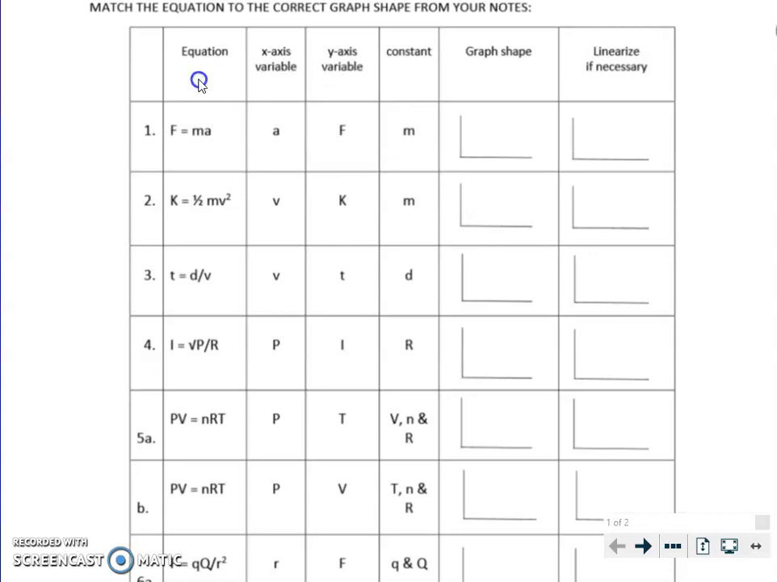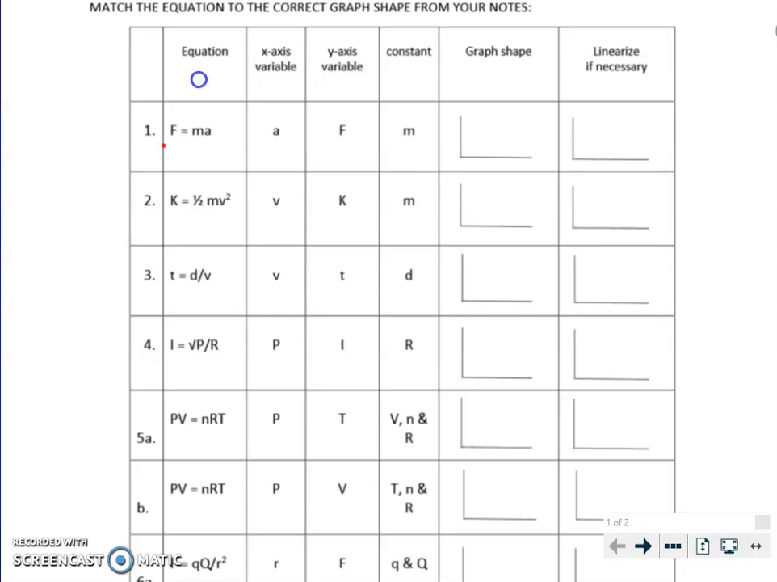So what I want you to do in this column is put the variables where they belong and then sketch the shape of the graph based on the equation. And then if it's nonlinear, then linearize it. Okay, so I'll do probably the first 3, and then the rest I want you to do on your own. And then I'll go to the back. Okay, this is how you approach it.